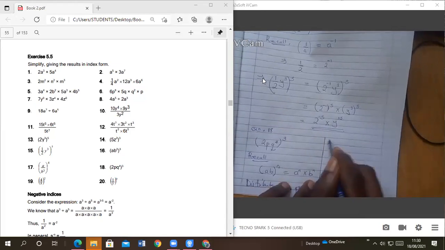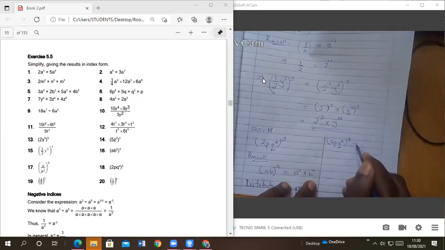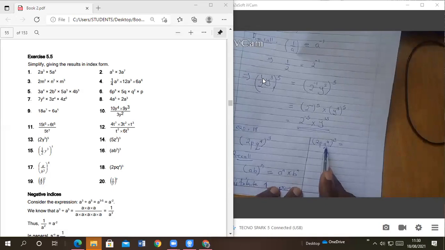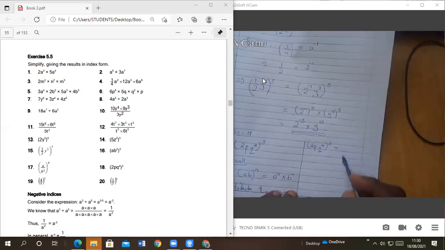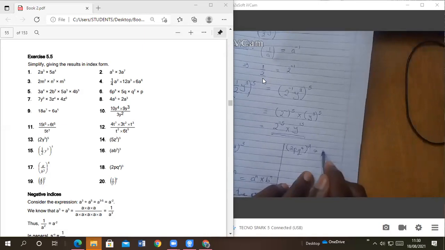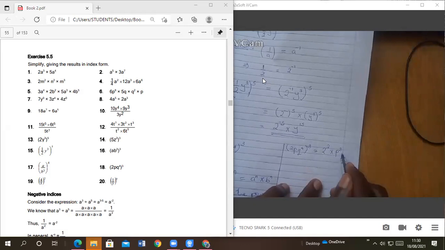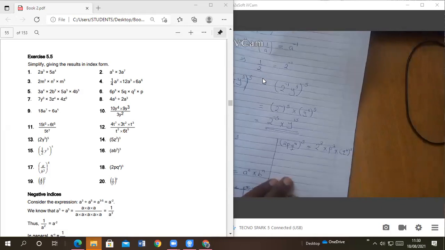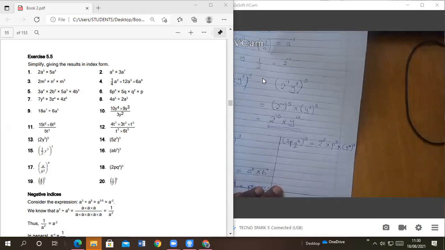We shall have 2pq to the power 4, the power 3. And this 4, are you seeing this 4? It is only for q. So it becomes 2 to the power 3 times p to the power 3 times q to the power 4, also to the power 3.